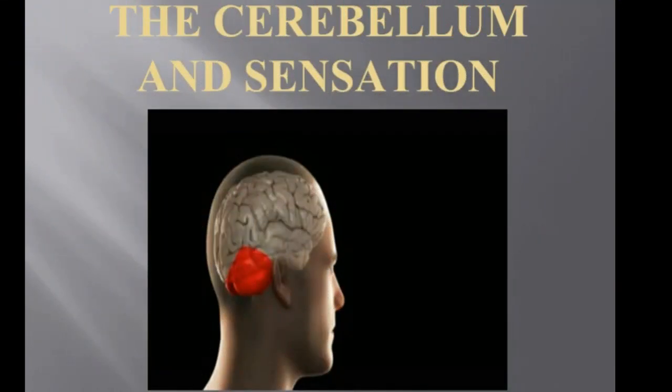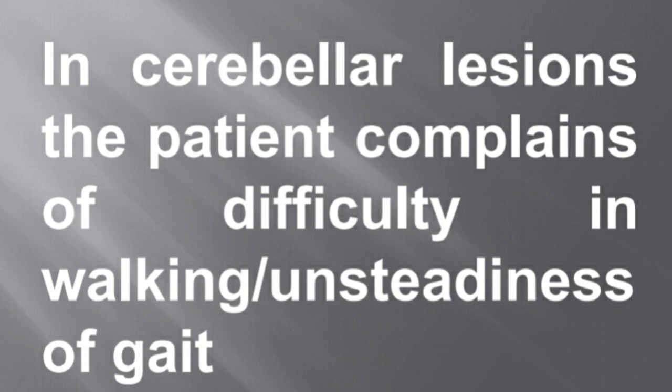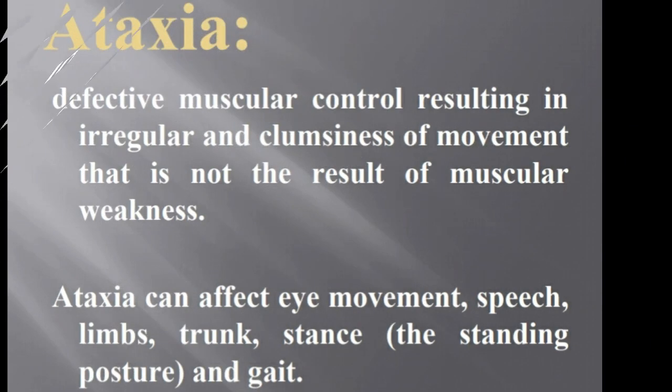Now, we talk about the cerebellar lesions and sensory disorders. In cerebellar lesions, the patient complains of difficulty in walking and/or unsteadiness of the gait. Ataxia is a defective muscular control resulting in an irregular and clumsiness of movement that is not the result of muscle weakness. Ataxia can affect eye movements, speech, limbs, trunk, stance, meaning the standing posture, and gait.